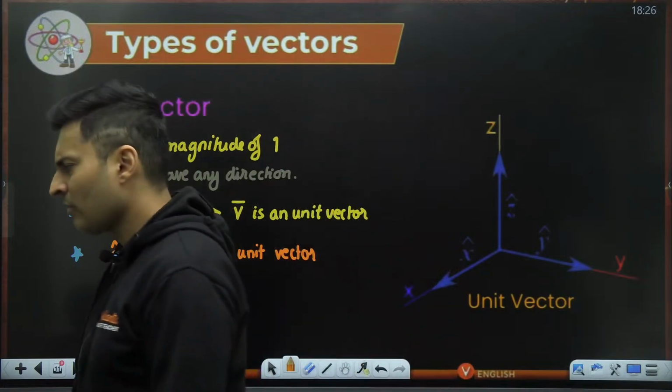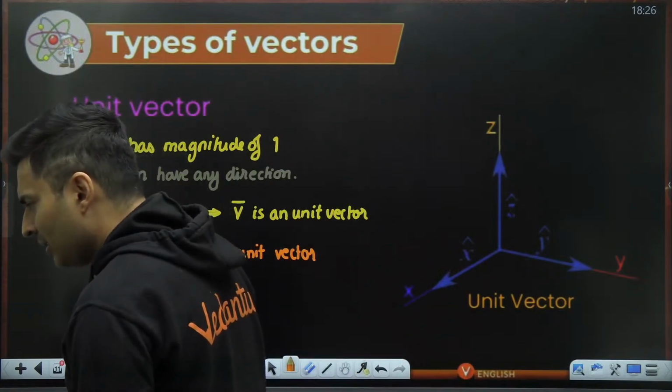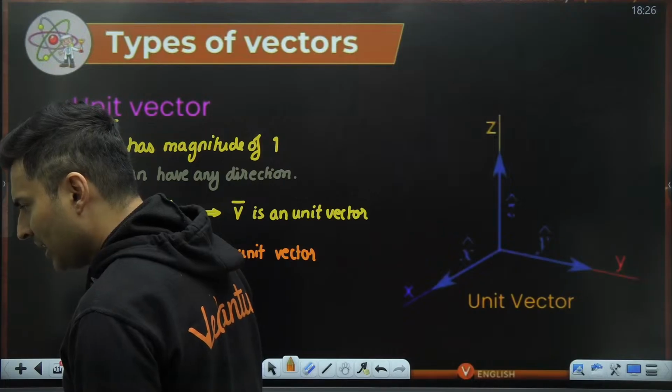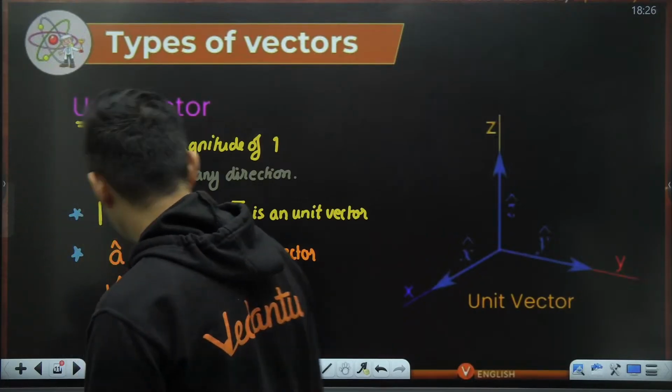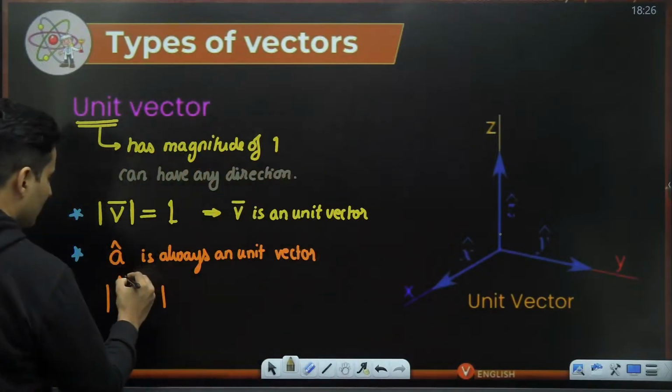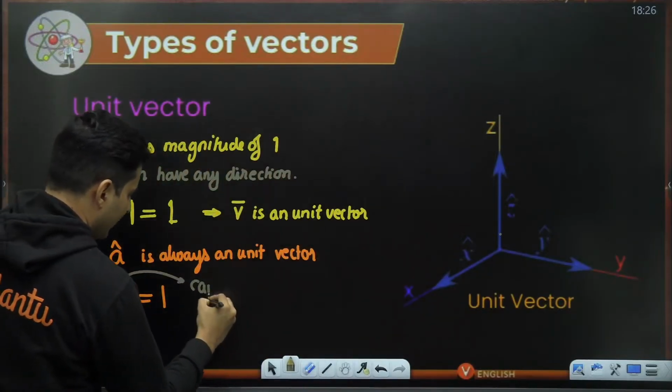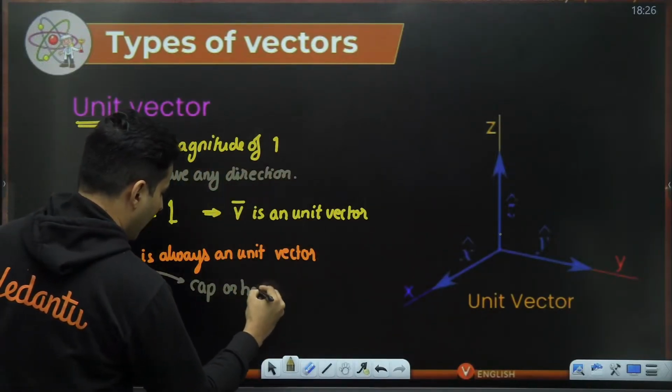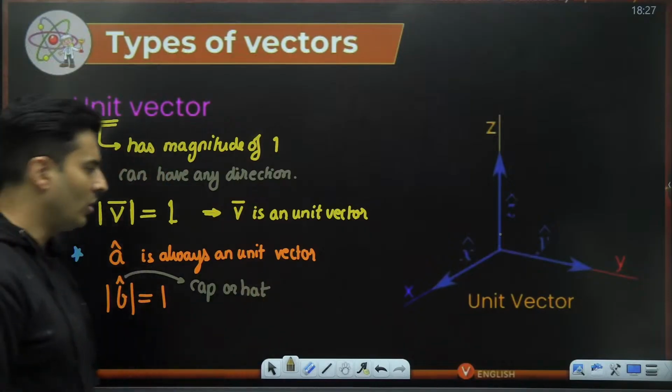All right. Null vector is 0. Direction will be anything or not defined. Yes, cap or hat. Okay. So what is this symbol called? This particular symbol is called a cap or a hat, whichever you want.